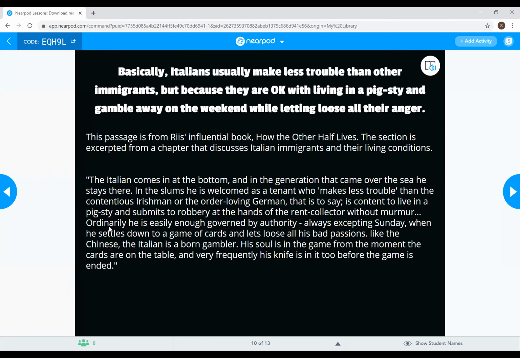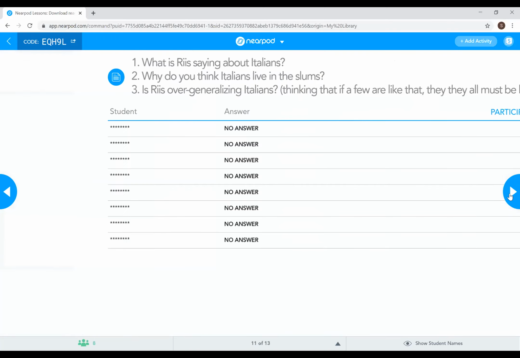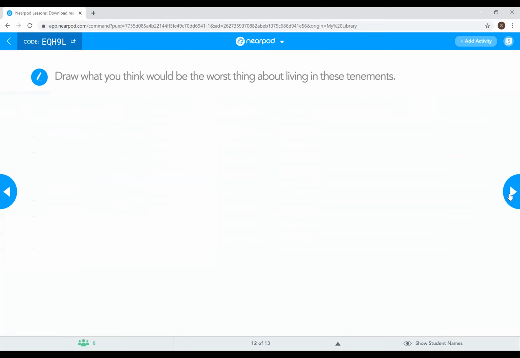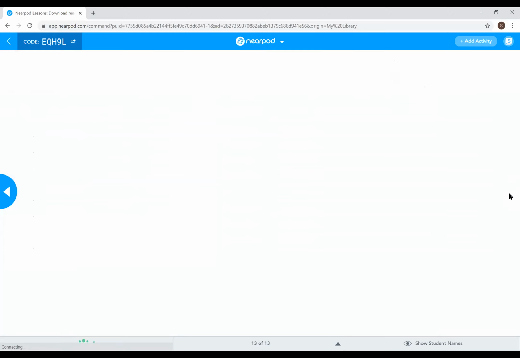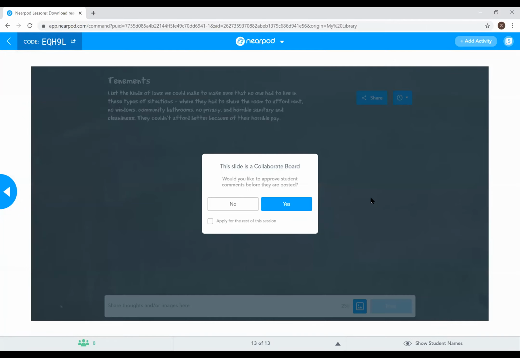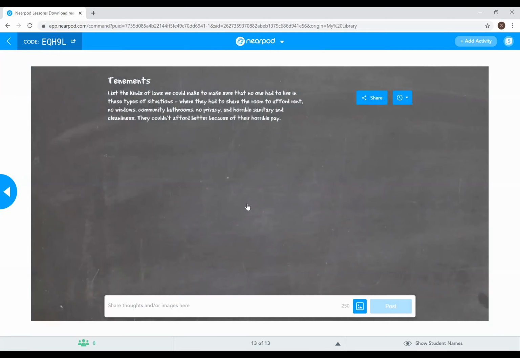So this right here is where it says Italian comes at the bottom, that part at the bottom. That's what he said. My summary of it is at the top. So you're going to read that, and then you'll answer the questions for that. And then you're going to be drawing what you think is the worst thing about living in these tenements. And then there's one last thing where you are going to collaborate and just put ideas in here. So that's the last thing that you're going to do.